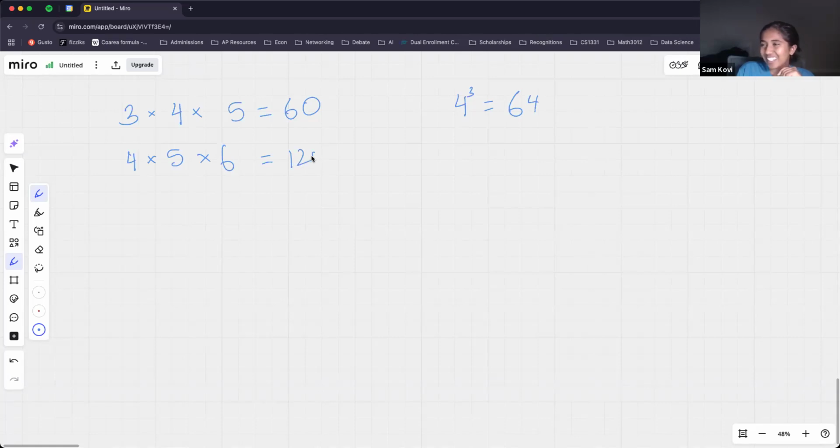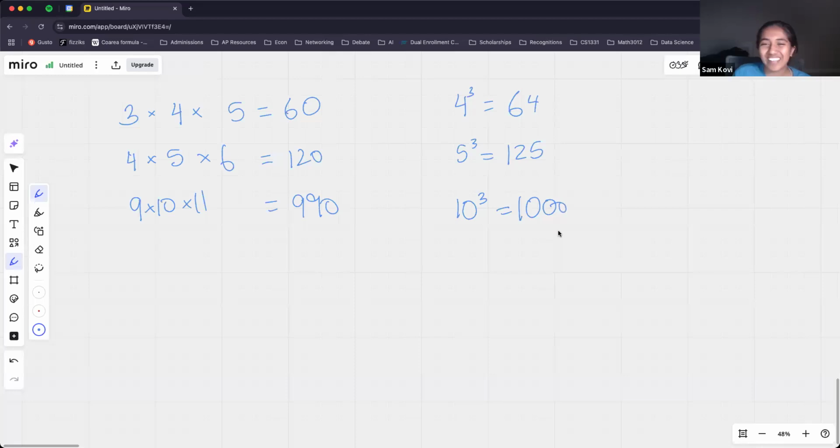120. Very good. And what is 5 cubed? Okay, Divion sees it. All right, 5 cubed is 125. Perfect. Divion said they saw it, but maybe you still don't see it, and that's okay. So let's step away from the threes and the fours. Let's go to 9 times 10 times 11. What does that equal? 990. Very good. And what is 10 cubed?